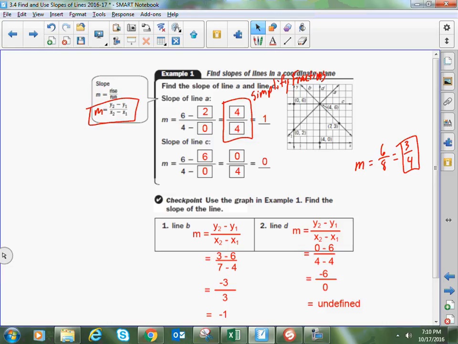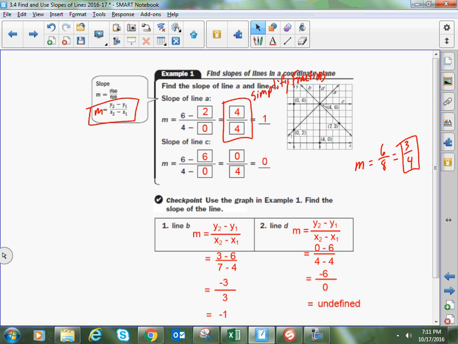And for line D, there we go. Substitute your numbers. 0 minus 6 gives you negative 6 in the numerator. 4 minus 4 gives you 0 in the denominator. And this is where we run into a problem. I do see a lot of students, when they have a 0 in the denominator, want to say that the slope is 0. Especially because if they type it into the calculator, it comes back with that error, and they're not sure what that means exactly. Well, that's the calculator telling you that it's undefined. So if the 0 is in the denominator, we call that one undefined.